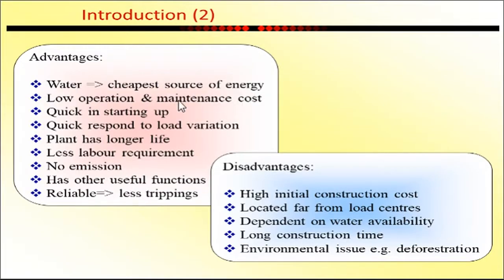Water is the cheapest source of energy. It has low operation and maintenance costs, quick starting, quick response to load variation, the plant has a longer life, less labor requirement, no emission, and has other useful functions, and is reliable. Now, disadvantages: high initial construction cost, located away from load centers, dependent on water availability, long construction time, and environmental issues, that is deforestation.